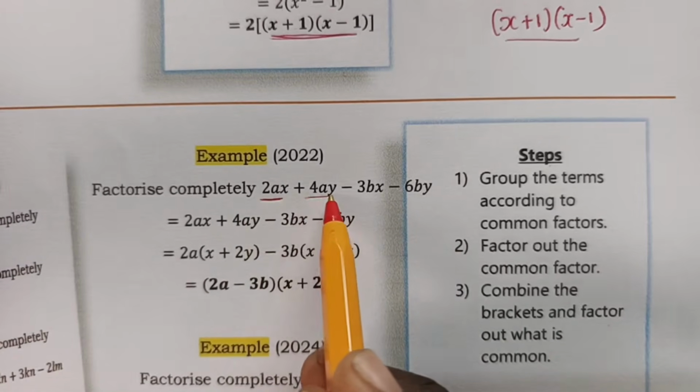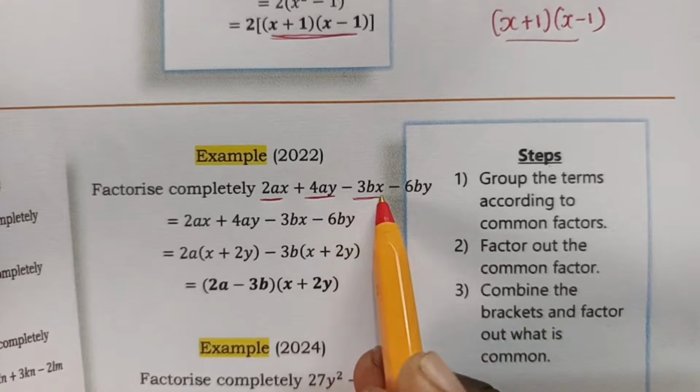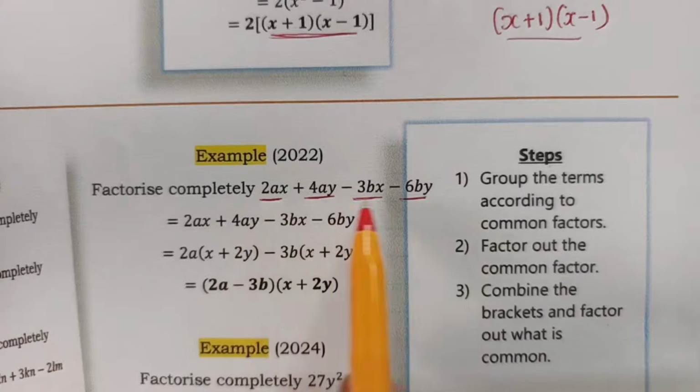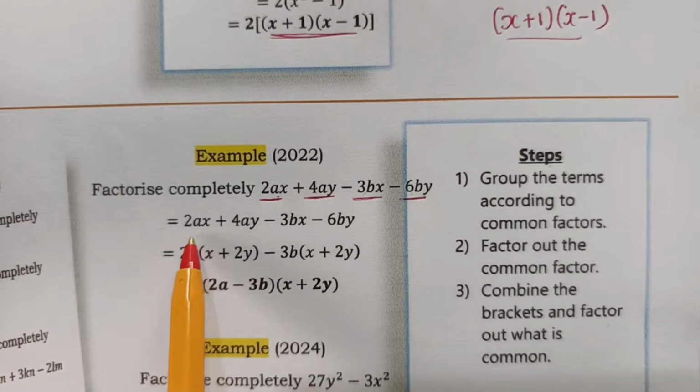1, 2, 3, 4. So when you see 4 terms, what should be coming in your mind is factorize by grouping. So this is what you need to think of. When you see 4 terms, I'm repeating, what should be coming in your mind is factorize by grouping. So how do we group this? You group them according to like terms.